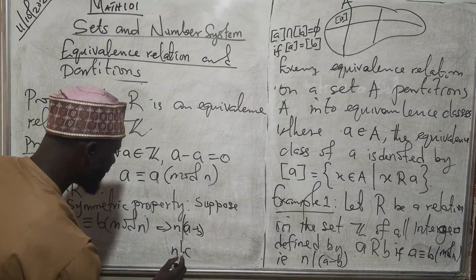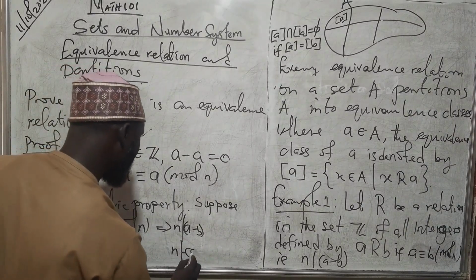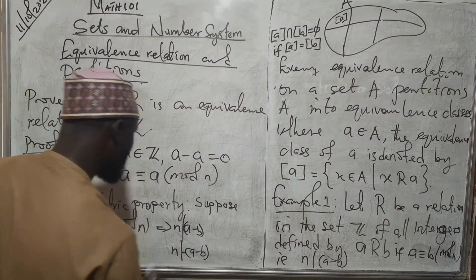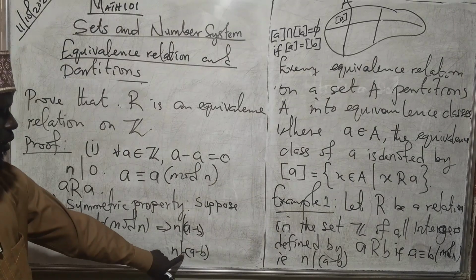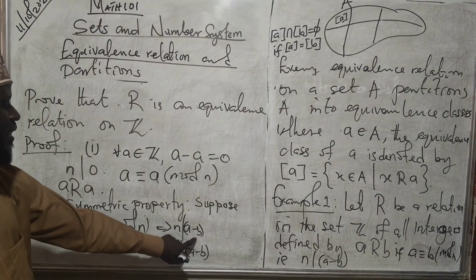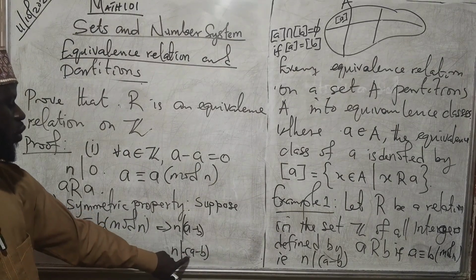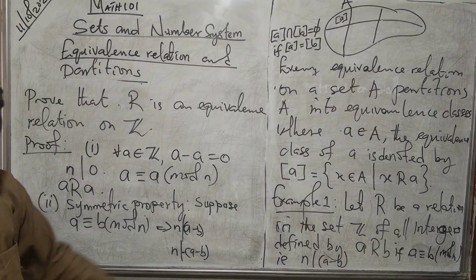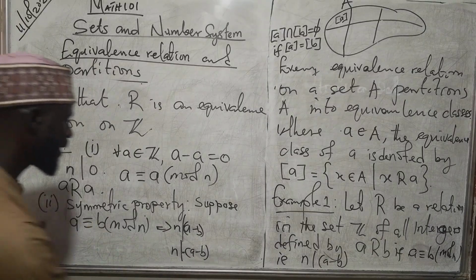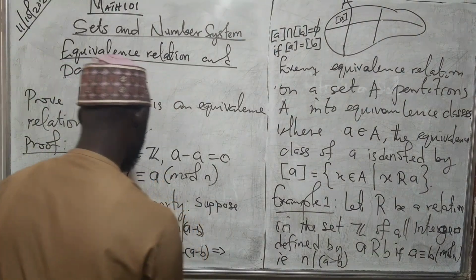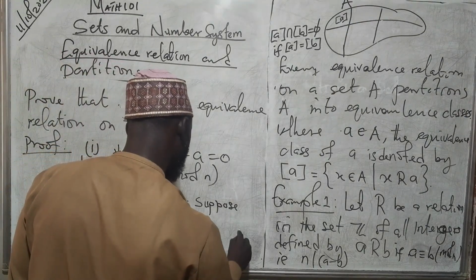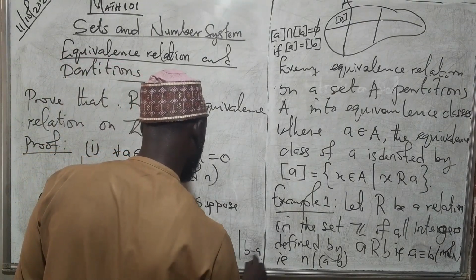So it divides the negative of what? A minus B. So if n divides A minus B, n would also divide minus the negative of A minus B, and that means n divides B minus A.